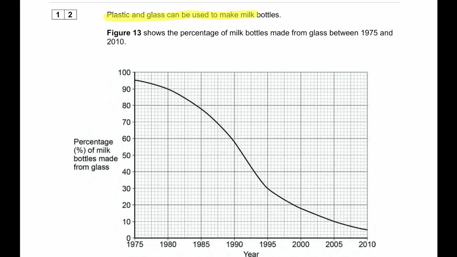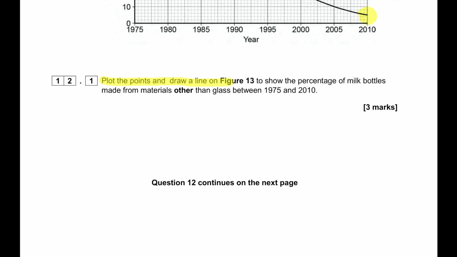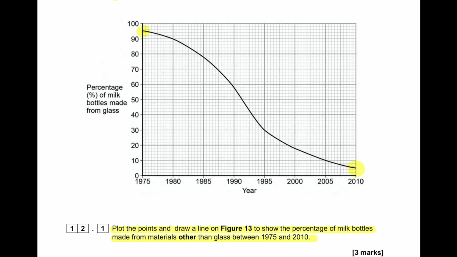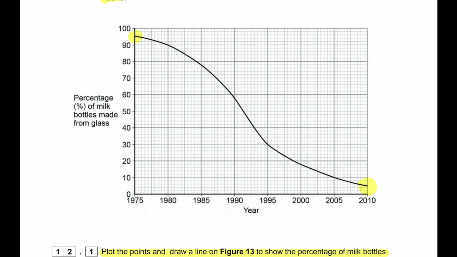Plastic and glass can be used to make milk bottles. The figure shows the percentage of milk bottles made from glass between 1975 and 2010. Plot the points and draw a line on figure 13 to show the percentage of milk bottles made from materials other than glass between 1975 to 2010. Guys, in a question like this, we have to consider that all the bottles that are made equal 100%. So if 95% of the bottles are made from glass, then only 5% is made from other materials.